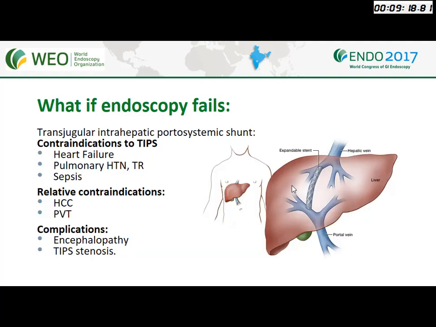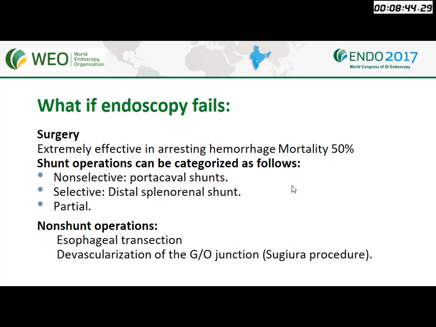Well, also we have the TIPS, transjugular intrahepatic portosystemic shunt, which is contraindicated in heart failure, pulmonary hypertension, tricuspid disease, and sepsis. Sometimes in HCC and portal vein thrombosis, it may cause encephalopathy and it may sterilize. Generally, it is used if you are planning to do liver transplantation. If things still fail, you can go to surgery.